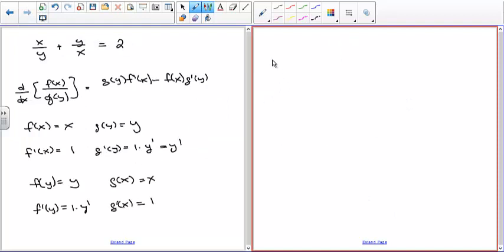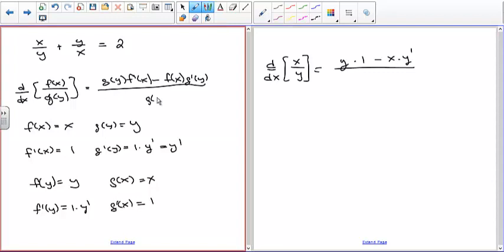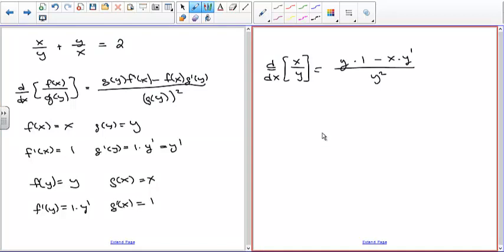So from that, we can say that the derivative with respect to x of x over y, using the first thing, is going to be g of y times f prime of x minus f of x times g prime of y, all divided by g of y squared. So that'll be over y squared. And the second case, the derivative with respect to x of y over x.